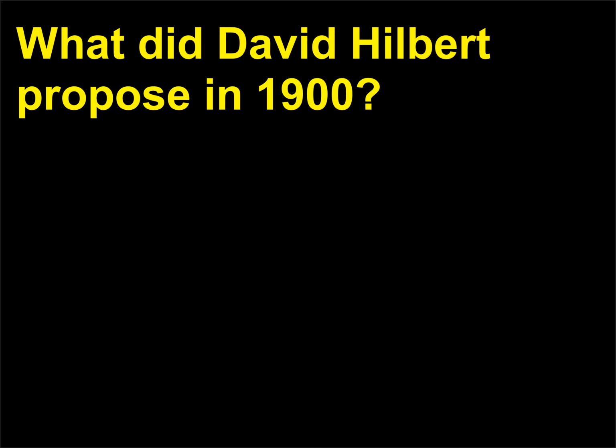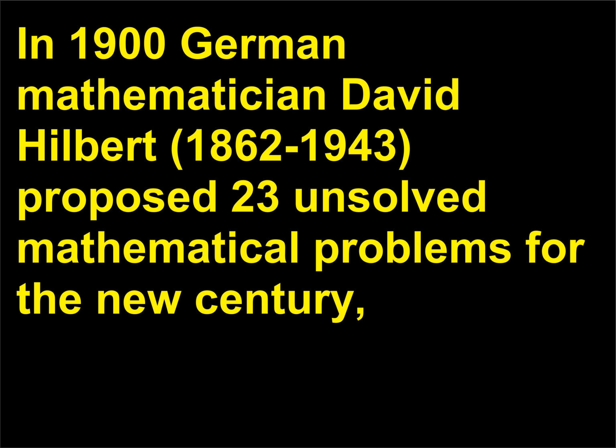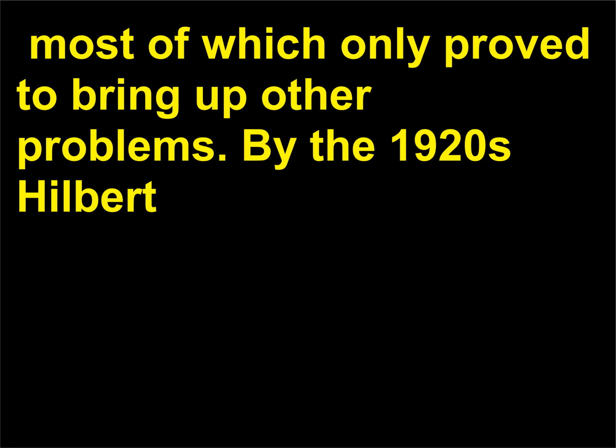What did David Hilbert propose in 1900? In 1900, German mathematician David Hilbert, 1862 to 1943, proposed 23 unsolved mathematical problems for the new century, most of which only proved to bring up other problems.